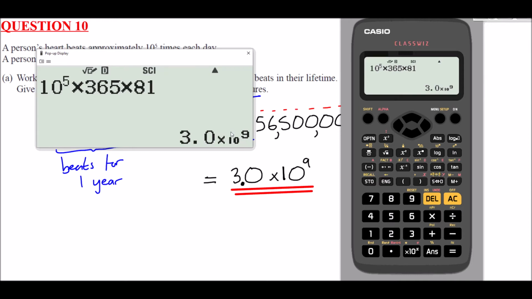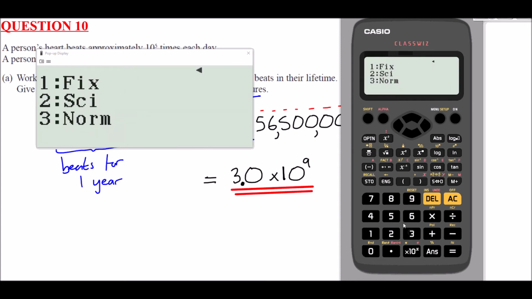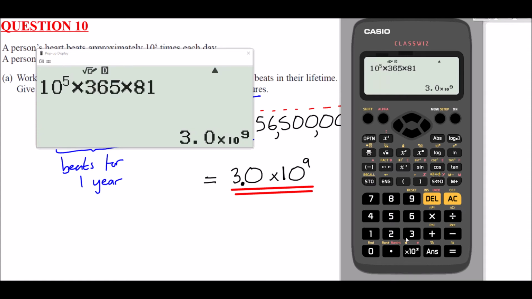Don't panic if you're thinking, well, how do I get back into normal mode now? Don't worry, just press Shift, Menu, then go to number format. You want it back to normal, so 3 is NORM, norm for normal, and for some reason, option 2 I think is better. So 1 or 2 is fine, press normal option 2, and then you're back to normal. So that's 10A, 3.0 times 10 to the 9.